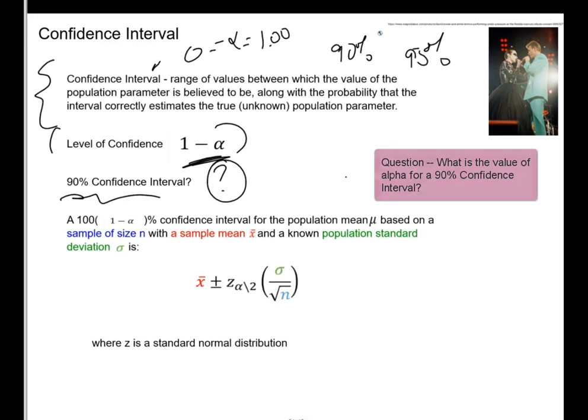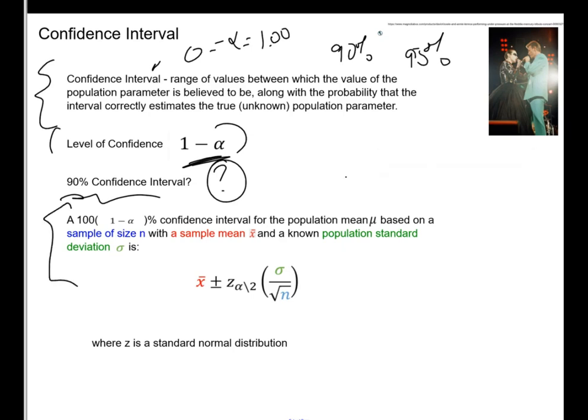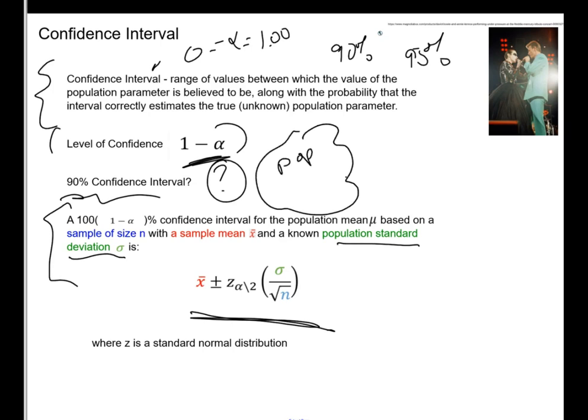We can talk generally. This formula gives a certain percentage confidence interval for a population mean, mu, based on a sample size n with a sample mean of x bar and a known population standard deviation sigma. So let's talk through the different pieces of this. Big picture conceptually, we've got some kind of population and we care about a population parameter. The one that we care about is mu, the mean of a population.